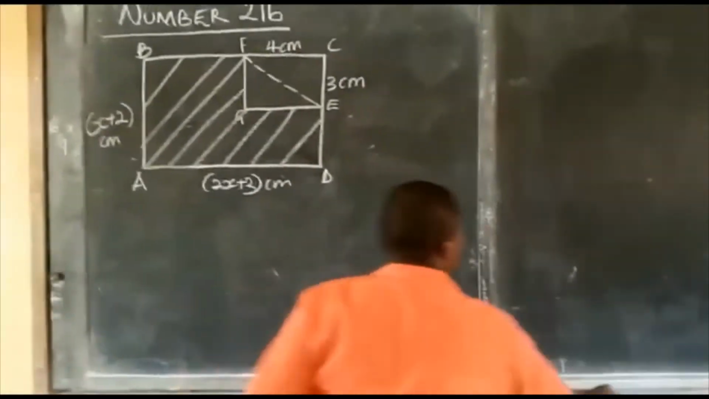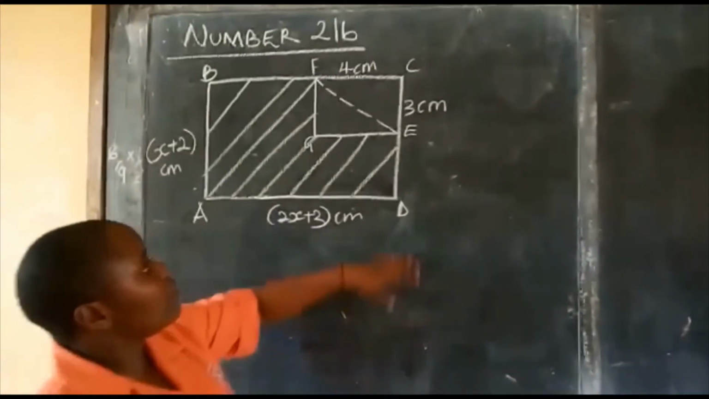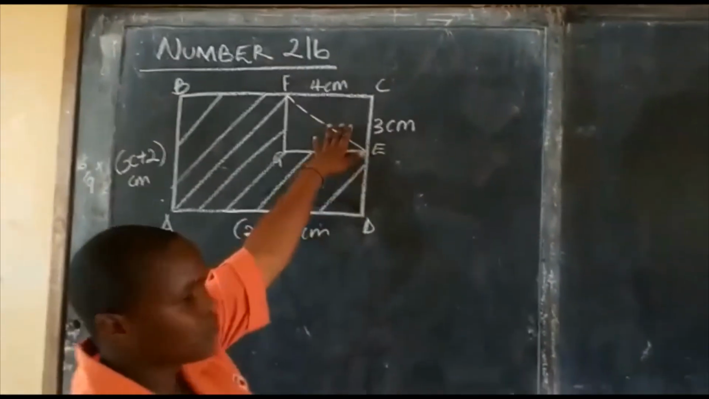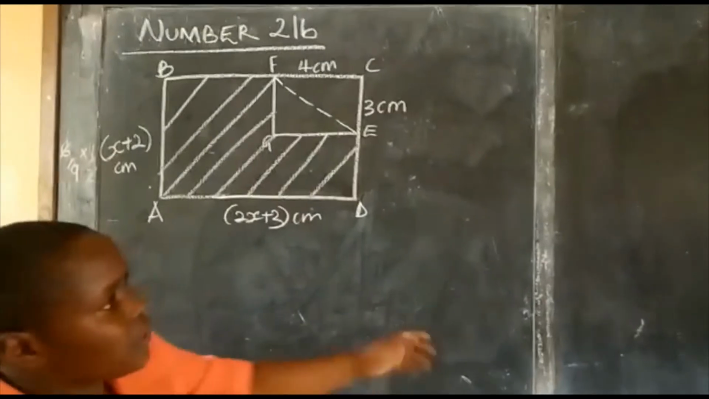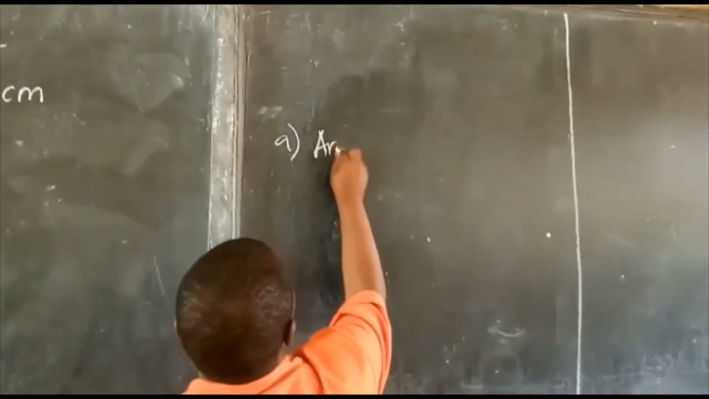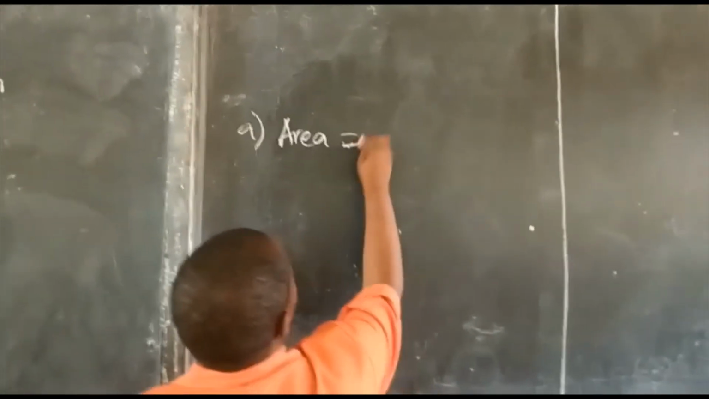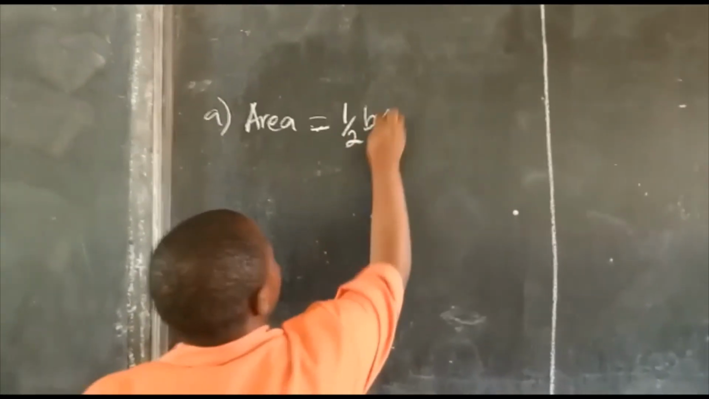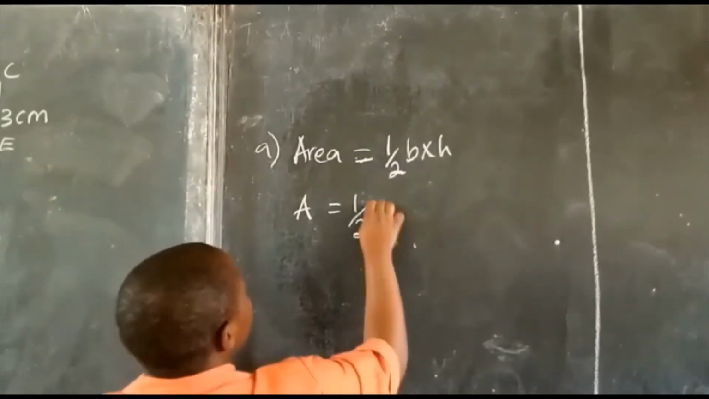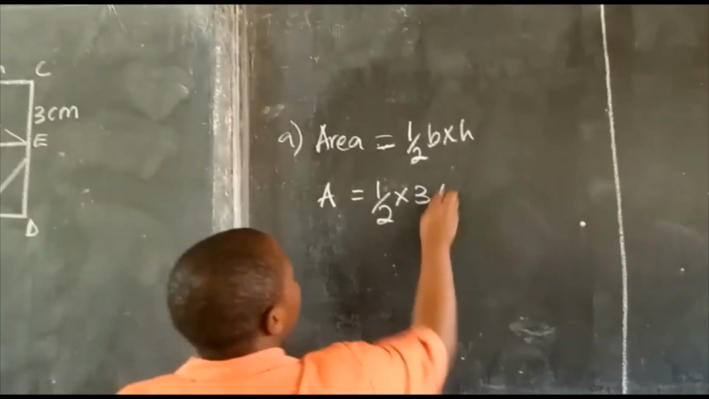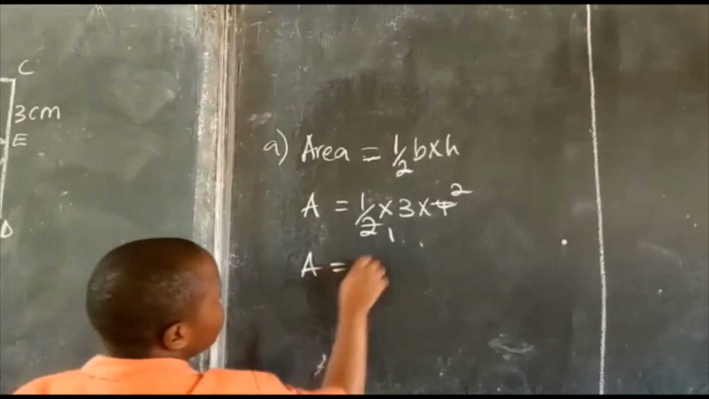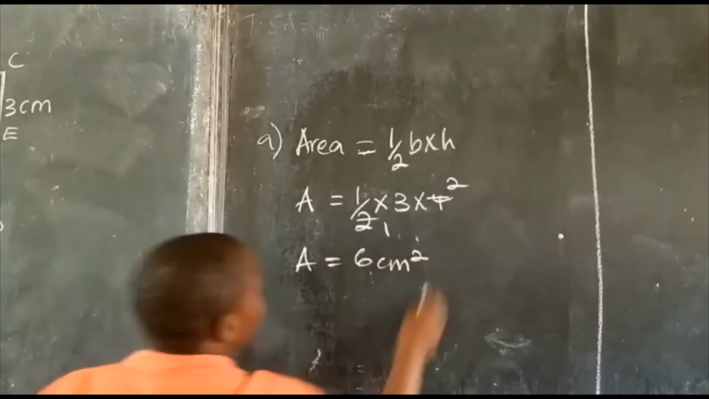In our part A, they tell us that we should find the area of triangle ECF. Because it's a right-angled triangle, we shall use the formula for the area of a right-angled triangle. So our area is equal to a half base times height. Our area is equal to a half times our base, that is 3, and our height, that is 4. And our area shall be 6 centimeters squared.